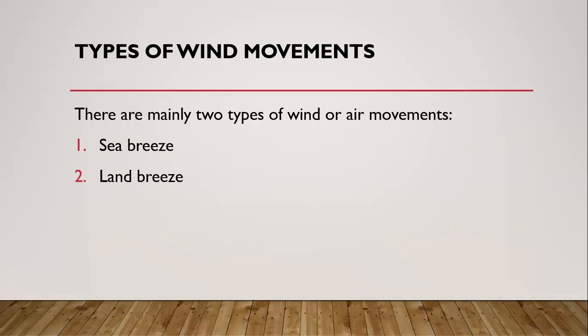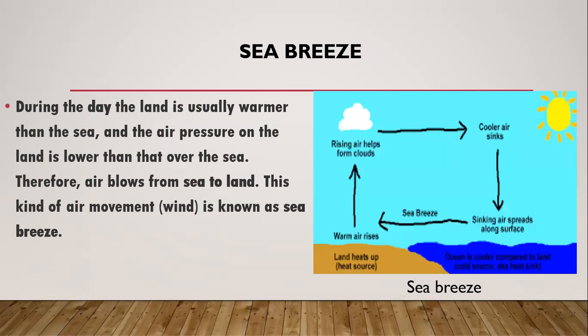Let's see the types of wind movements. Basically, there are mainly two types of wind or air movements, which are the sea breeze and the land breeze. Starting with the sea breeze, this can be experienced during the day, when the land usually is warmer than the sea, and the air pressure on the land is lower than that of the sea. Therefore, the air blows from the sea to the land.